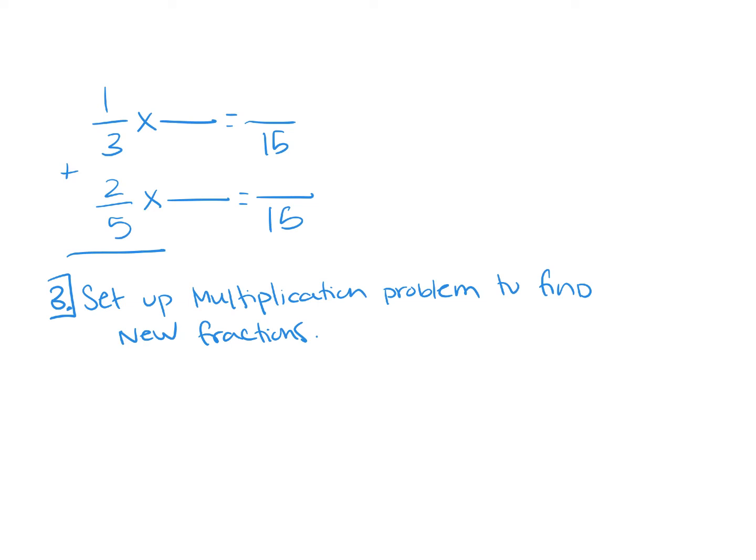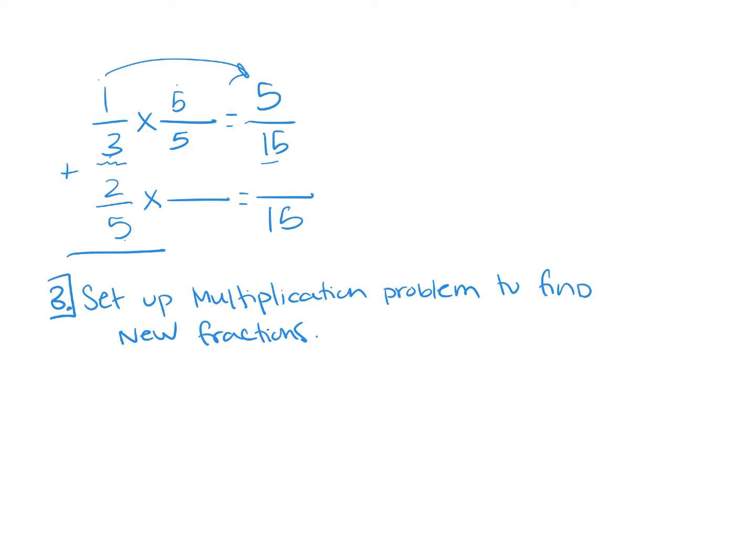Now, you're going to ask yourself, what do I multiply by to get from my first denominator to the second? So for my first fraction, it's 3. What do I multiply by to get from 3 to 15? 5. And you're going to do that on the top and the bottom. So 3 times 5 is 15. 1 times 5 is 5. So I've turned 1/3 into 5/15.